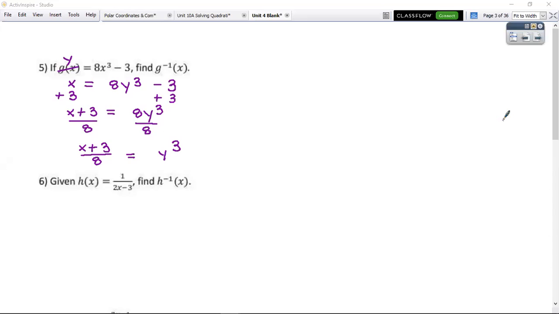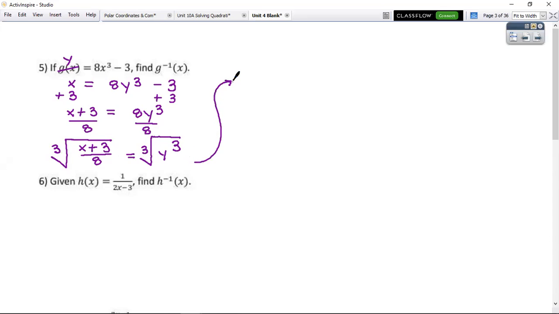So number 5. How are we going to get rid of that y cube on the right-hand side? Cube root. Very good. So I continue, and I'm going to do the cube root of the fraction equal to the cube root of that side.